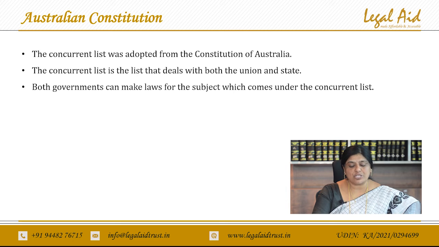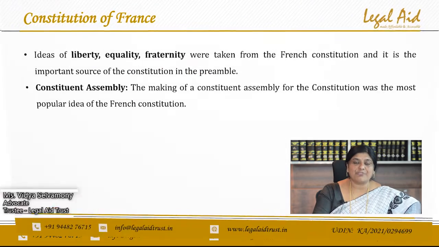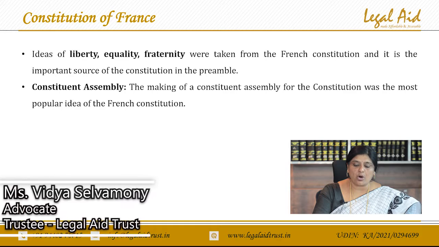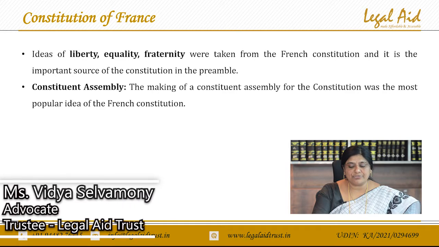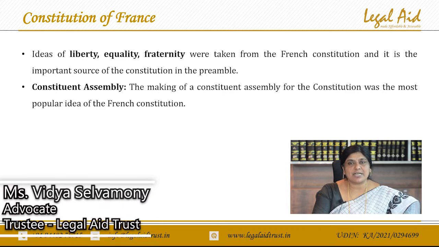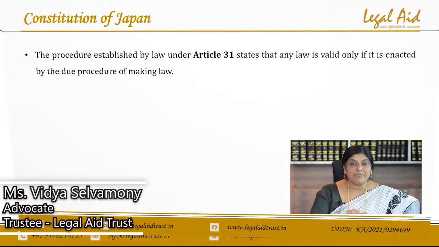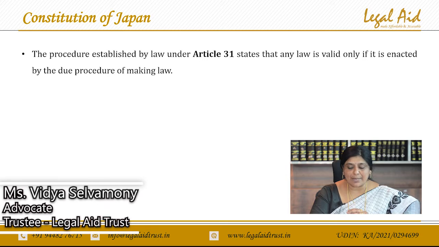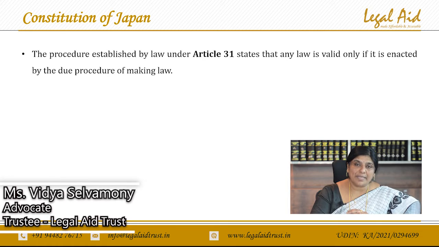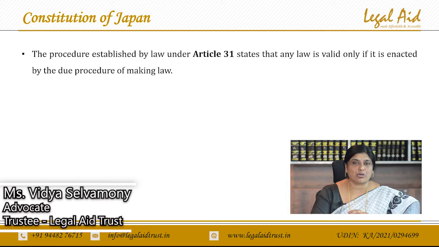From the Australian Constitution, we have taken the aspect of concurrent list under the 7th Schedule of our Constitution, freedom of trade and commerce, and joint sitting of the 2 houses of the parliament. From France, we have taken the idea of liberty, equality, fraternity and republic, which comes under the preamble of our Constitution. From Japan, we took the aspect of procedure established by law, which is contemplated under Article 21 of our Constitution.